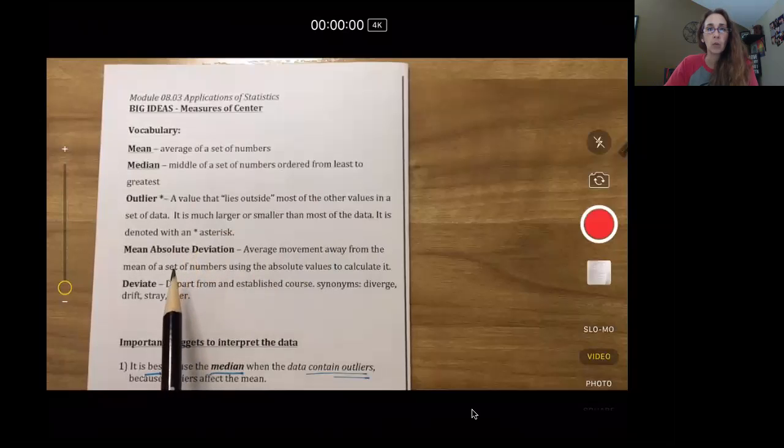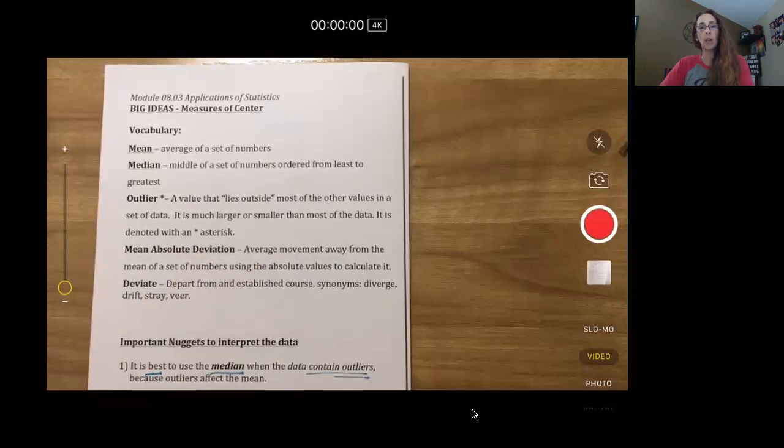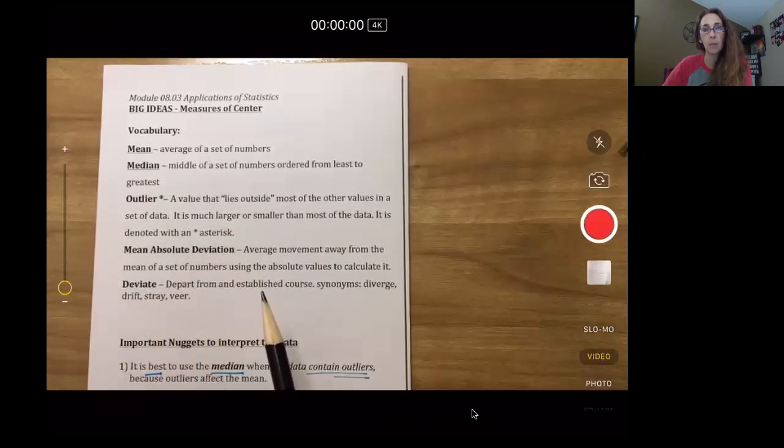The other thing that you went through last year was mean absolute deviation. So this is the average movement away from the mean of a set of numbers, using the absolute values to calculate it. And just real quick, to deviate means to depart from an established course. So synonyms would be diverge, to drift, to stray. So the larger the drift, the further away it is from that measure of center, our mean.